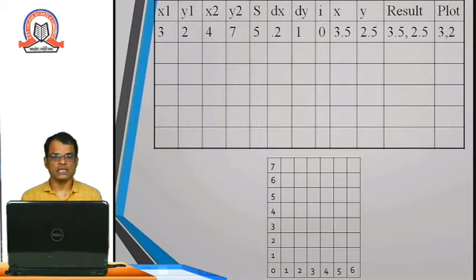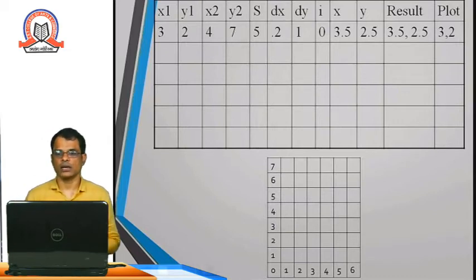So in that x we are going to add 0.5. So the new value is 3.5, and in y, 2, we are going to add 0.5. The new value is 2.5. If we check, the actual plotting point is 3.5 comma 2.5. So we will round it. So we get the plot point as 3 comma 2.